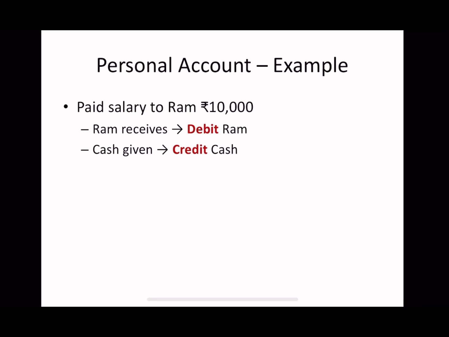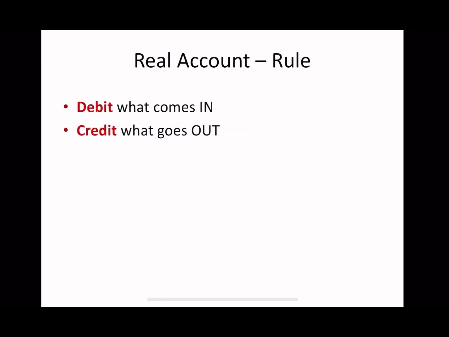Let's look at an example. Paid salary to Ram rupees 10,000. Ram receives salary, so Ram is the receiver and Ram account is debited. Cash goes out of the business, so cash account is credited. Journal entry will be Ram account debit to cash account.